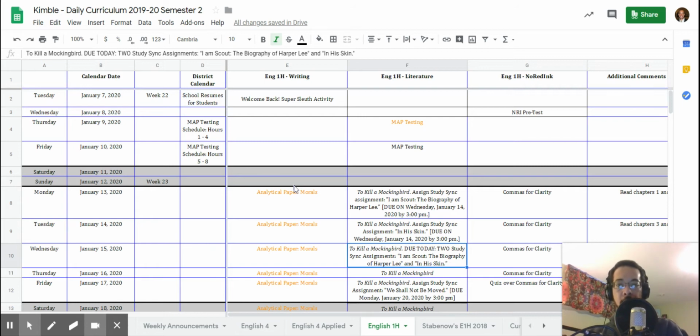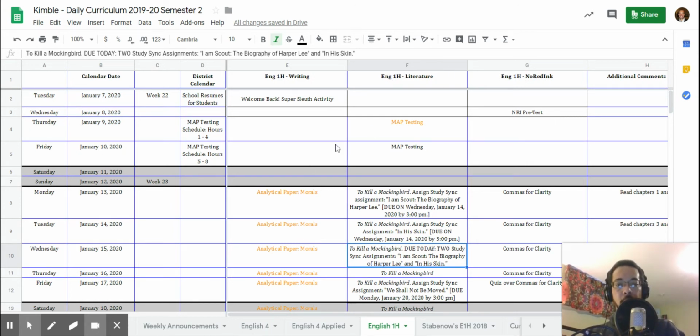That's pretty straightforward. And then I have it divided into our writing material, our literature material, and our No Red Ink material. That's exactly how our gradebook is separated too, by those three categories. So I thought it would be good to organize my lesson plans the same way that our gradebook is organized: writing, literature, and No Red Ink. And then finally, the colors.